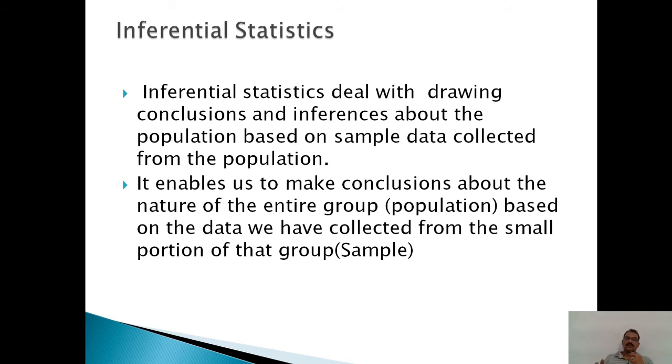And inferential statistics helps to make conclusions about the nature of the population, based on the data we have collected from the small portion of the group. Small portion of the group means small portion of the population. That is what is called sample.